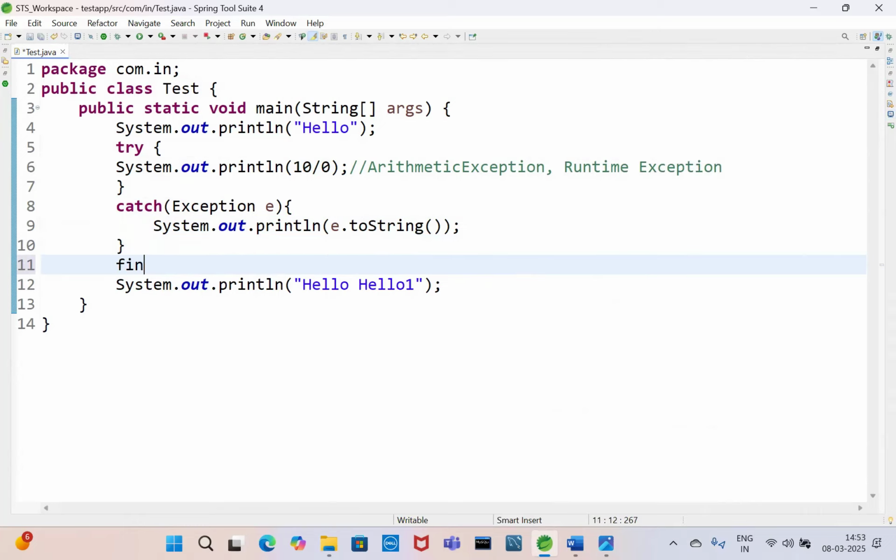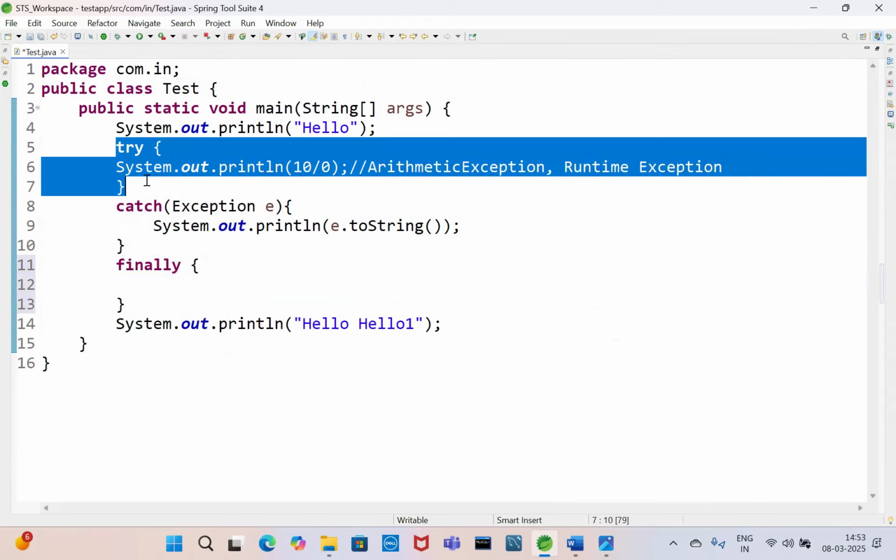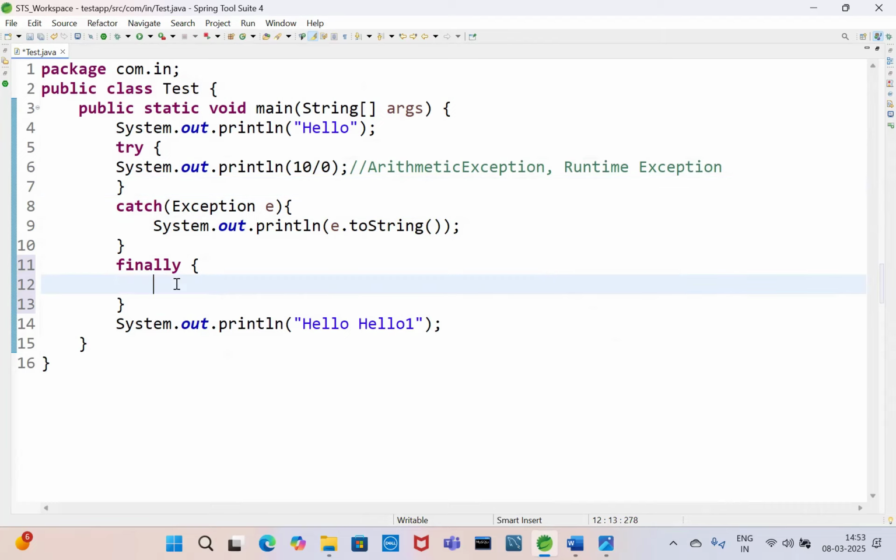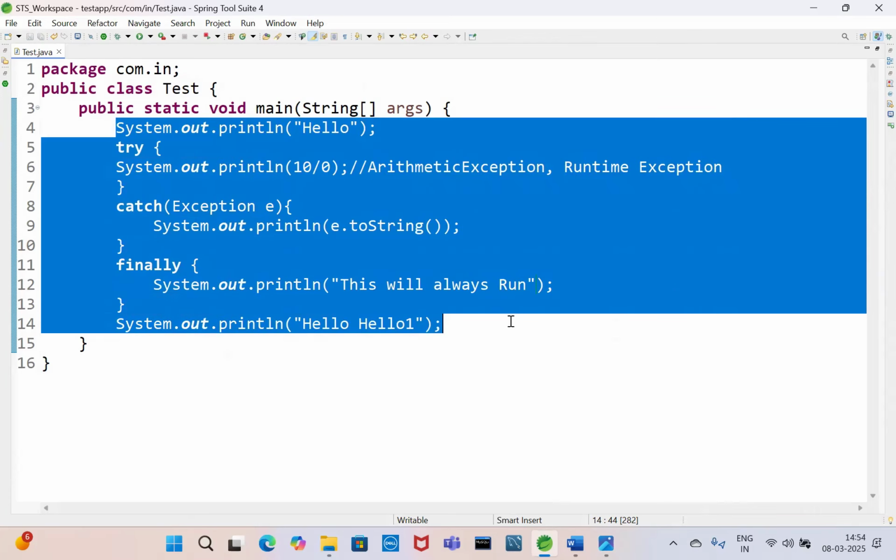Finally, why finally? If any cleanup activities are mandatory, whether an exception is raised or not in the try block, logic that must be ensured is placed in the finally block. So some System.out.println I'm adding. This will always run. So with this piece of code we have successfully understood what is exception handling, why exception handling, and try catch finally.